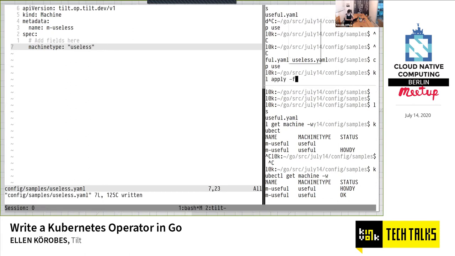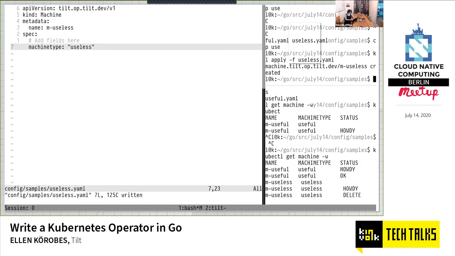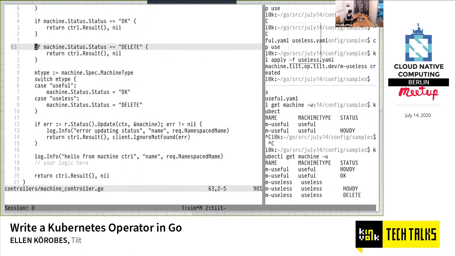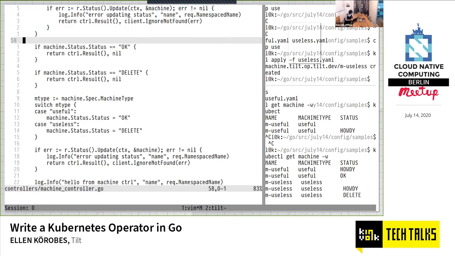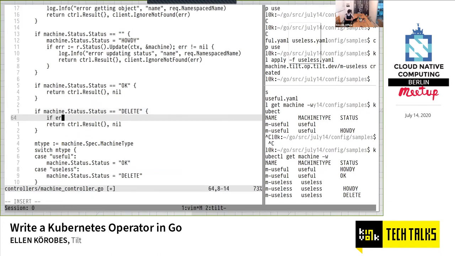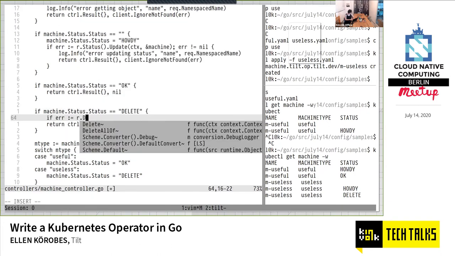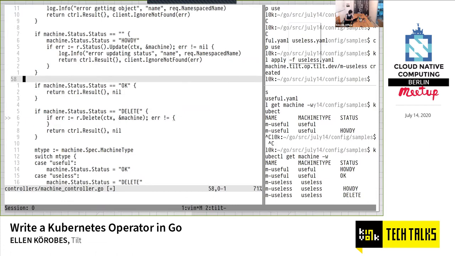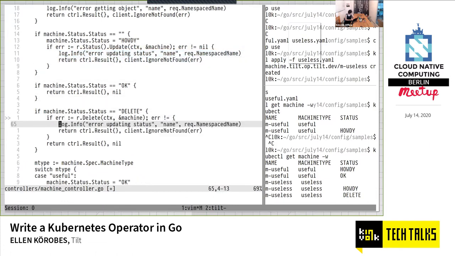Kubectl apply file useless. And as you can see, the status down here went to delete for the useless machine. Okay, so now let's figure out how to delete this thing. Because we're not fans of useless machines and we want them all to be deleted. Okay, so here, if the status is delete, we're going to do if error once again, resource delete context, pointer to machine. If I have an error, I do something, and we're going to copy the same thing as before.